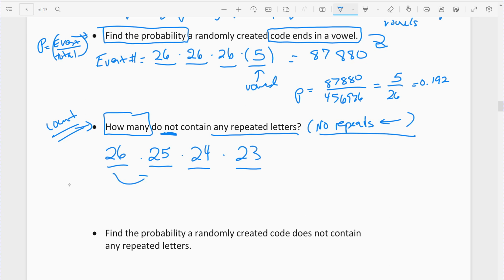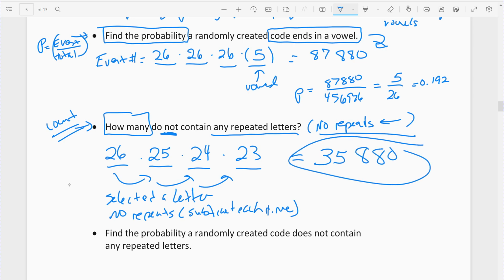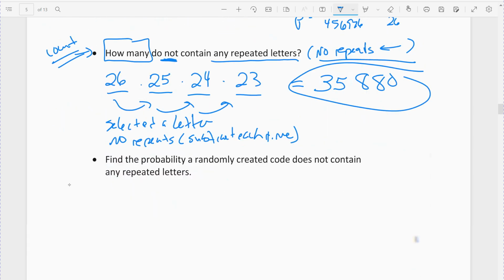So every single time you make a selection of a letter, there are no repeats, so you have to subtract each time. And then it's a multiplication, because you're going to pick the first letter and the second and the third and the fourth, so multiply that out. It comes out to 358,800 possible outcomes with no repeats.